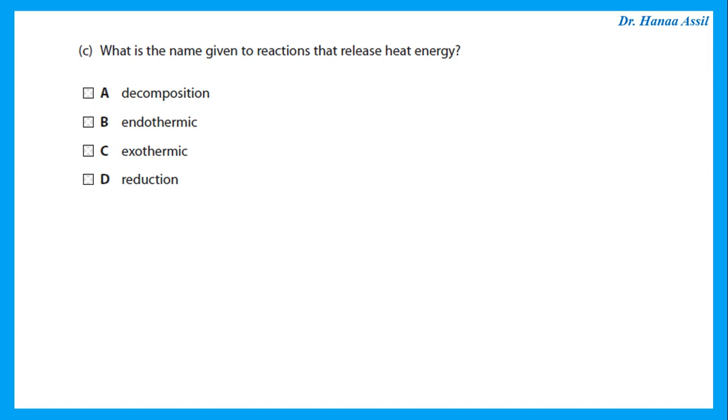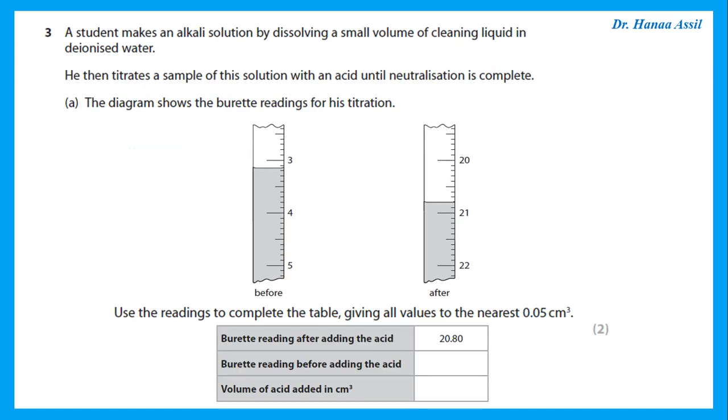What is the name given to reactions that release heat or release energy? Reactions that give out heat are called exothermic.